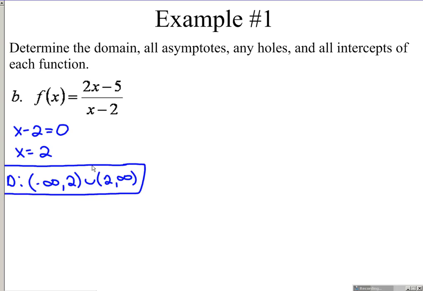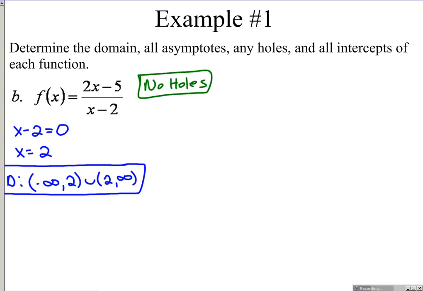Factor. Can we factor this polynomial, either the numerator or denominator? No. Since it is not factorable, we can clearly see no factors are going to cancel. That tells us right away that this graph, again, is going to have no holes in it.